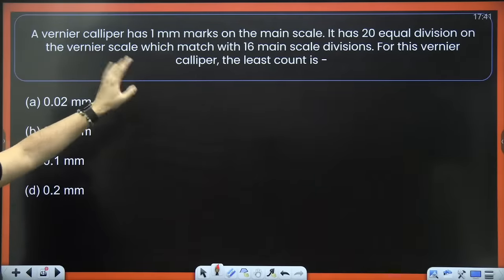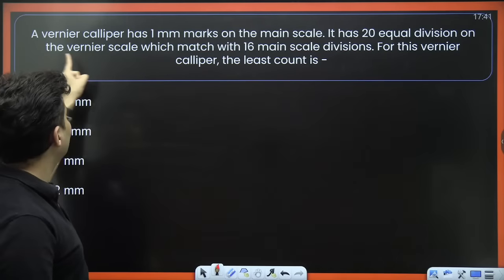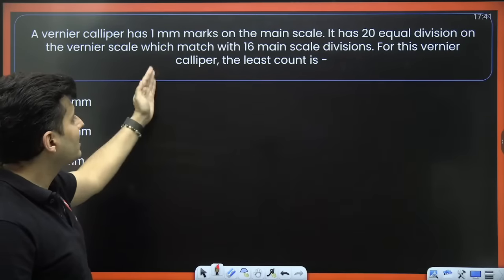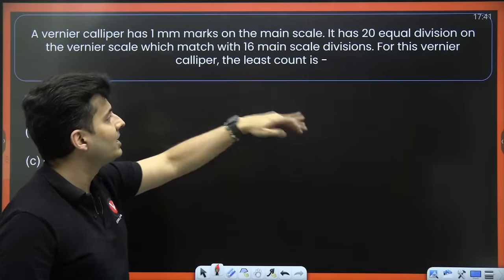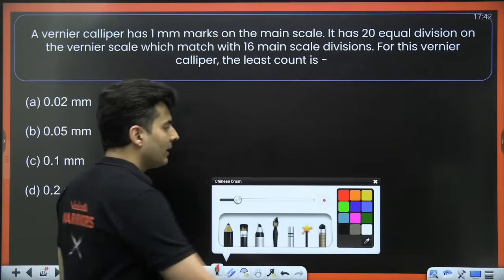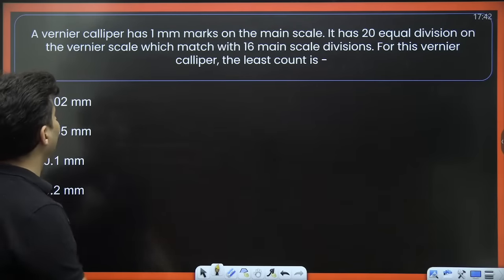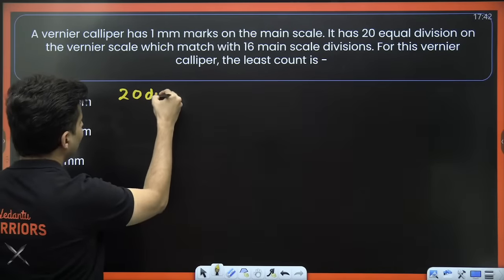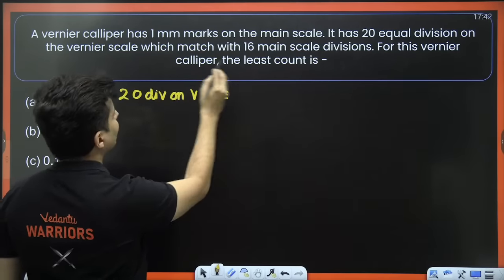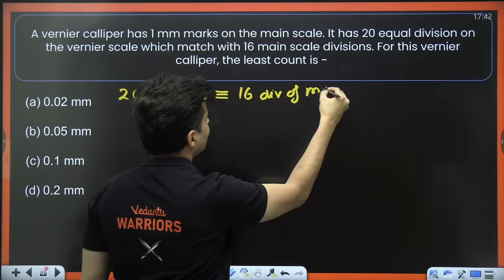A vernier caliper has 1 millimeter marks on the main scale. It has 20 equal divisions on the vernier scale, which match with 16 main scale divisions. For this caliper, what is the least count? Okay, let's try to do this question. Everyone concentrate. 20 divisions on the vernier scale is equivalent to 16 divisions of the main scale.